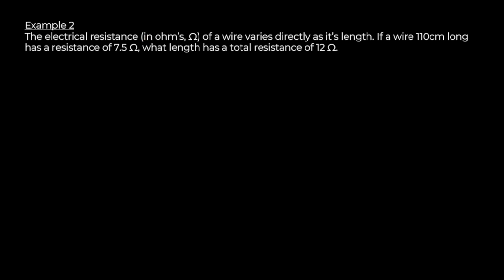Example number 2. The electrical resistance in ohms of a wire varies directly as its length. If a wire 110 centimeters long has a resistance of 7.5 ohms, what length has a total resistance of 12 ohms? For the purpose of this example, I'm going to use the second method, which will show the relationship between the length of the wire and the resistance, and then use that to find the second length without necessarily finding the constant of proportionality. So let's write down our solution.